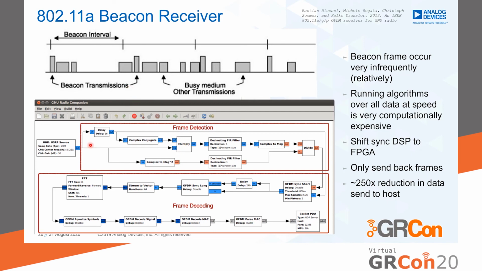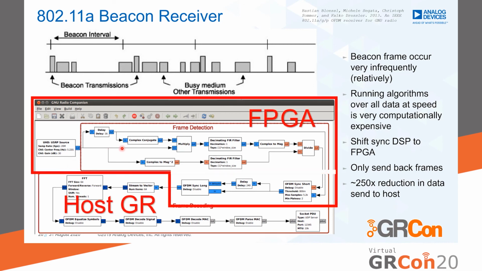On the bottom here, we have a flow graph from GR802.11 where we're splitting out frame detection and then processing. Once we detect the frame, we can process it. One technique we can use is to put most of this detection and synchronization math, the stuff that always has to be running, into the FPGA. Then once we know where the start of our frame is, we can cut that out and pass it back to GR on the host.